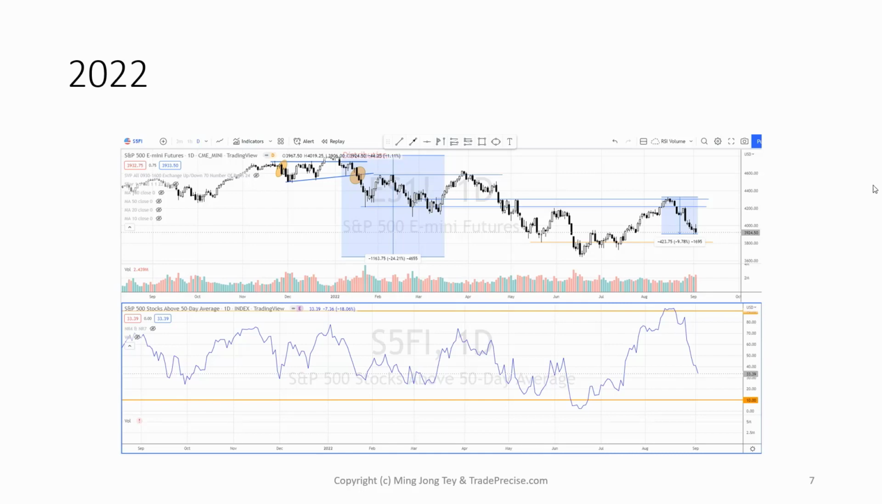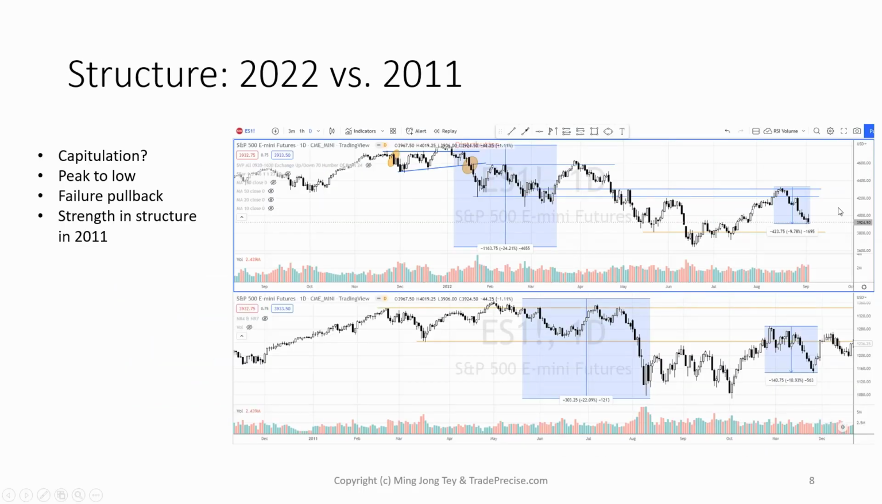All right, so next, let's take a look at the structure. Let's compare this year and 2011. This is 2022, this year, and the bottom pane is 2011. You can definitely tell there is a similar structure, but there are a few things we need to make clear first. First of all, the context. Is there any capitulation this year? I don't really think so. We still lack the capitulation scenario. But in 2011, there is certainly a capitulation scenario.